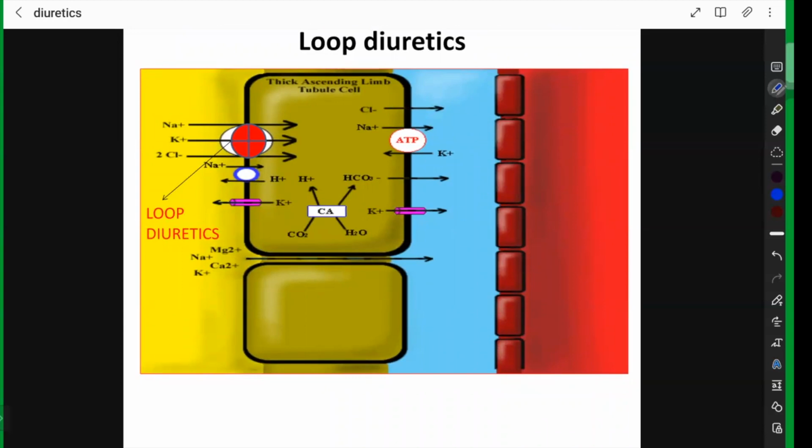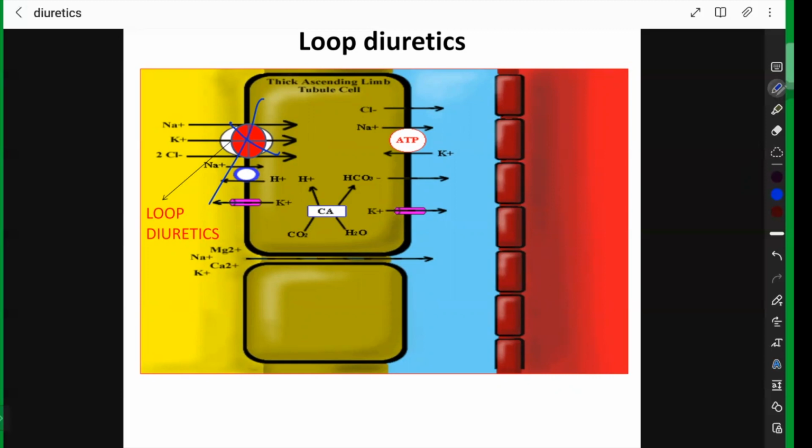Sodium, potassium, 2 chloride, all three will be absorbed. What happens? That absorption we are going to inhibit. So sodium potassium 2 chloride is not absorbed. Whenever sodium potassium 2 chloride is not absorbed, what happens? It is going to greatly increase the excretion of sodium and chloride in the urine. So sodium chloride increases in the urine.